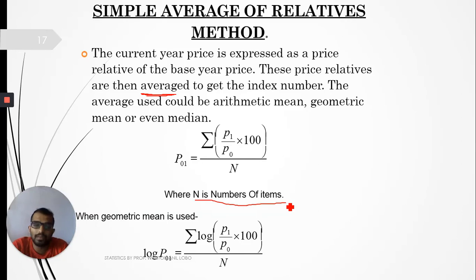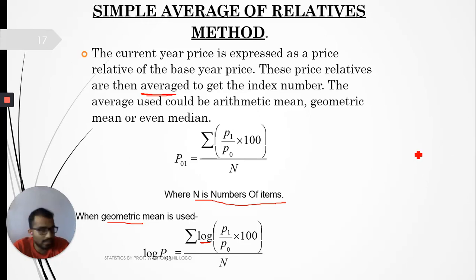Both the methods are same. Only thing is in geometric mean, students, once you do P1 by P0 into 100, we need to take the log of it. We need to take log using logarithmic tables, and then do the total, that is summation, and then divide it by n. Usually the sum that comes here is the simple average of relatives under arithmetic mean.